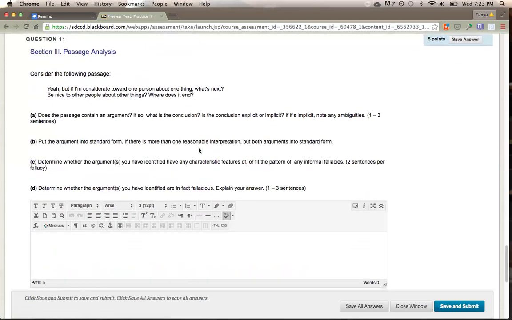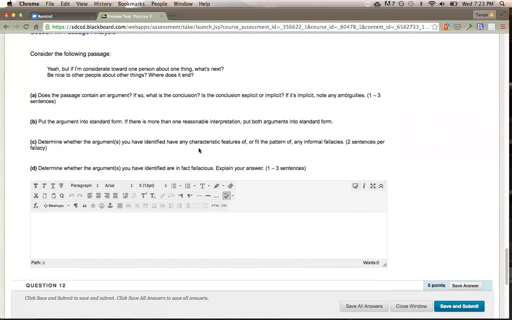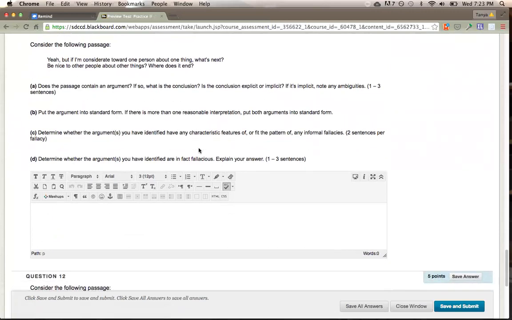Let's do a passage analysis question. Okay, we've got this passage. Yeah, but if I'm considerate toward one person about one thing, what's next? Be nice to other people about other things? Where does it end? Okay, think about this one for a moment. Step 1, does it contain an argument? And if so, what is the conclusion? And keep in mind that conclusions may be explicitly stated or implicit. And hint, every passage you get is totally going to be an argument.